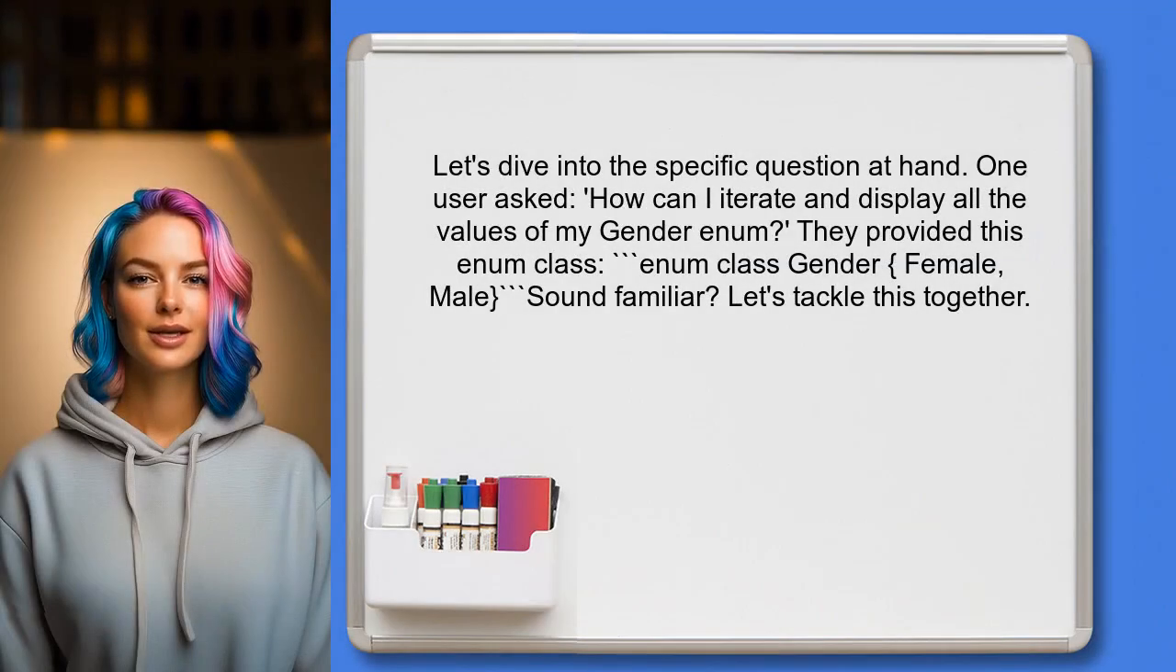Let's dive into the specific question at hand. One user asked, how can I iterate and display all the values of my gender enum? They provided this enum class, Gender, with values female and male. Sound familiar? Let's tackle this together.